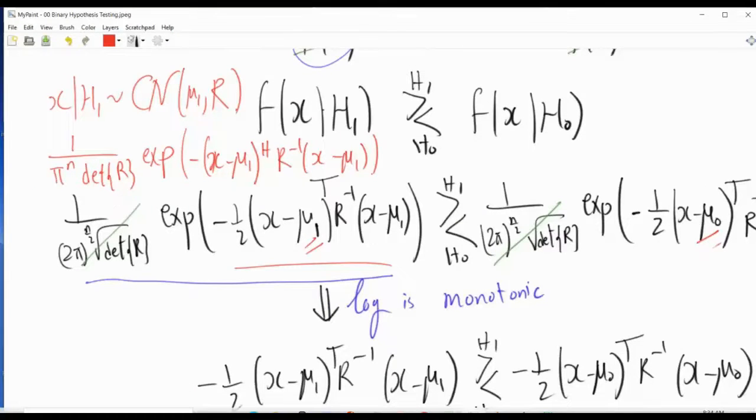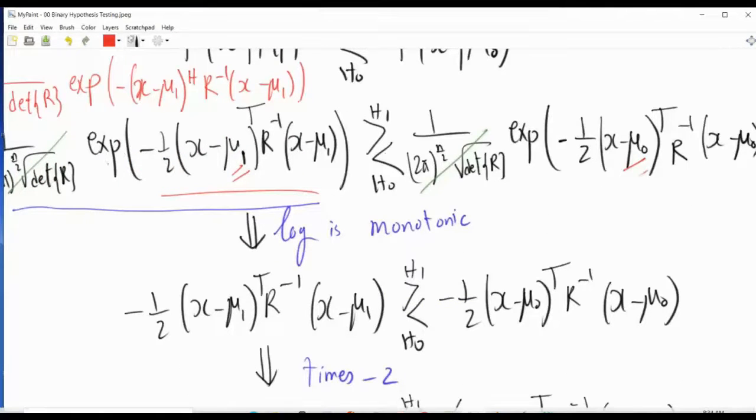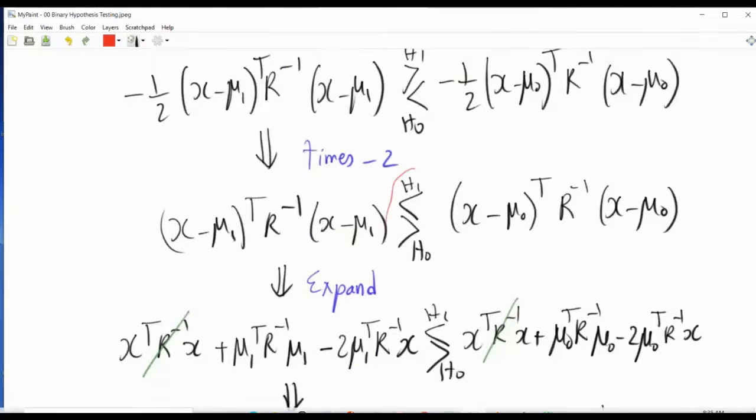Having the same covariance matrix is very nice, because if here is R1 and here is R0, then these two terms will not go away. But now you can eliminate those terms because under both hypotheses the covariances are the same. Then you take the logarithm of both sides. The logarithm is monotonically increasing, and so it preserves the inequality. Then you multiply by -2, and when you multiply by a negative number, you reverse the inequalities. And then, and this is very important, you expand.